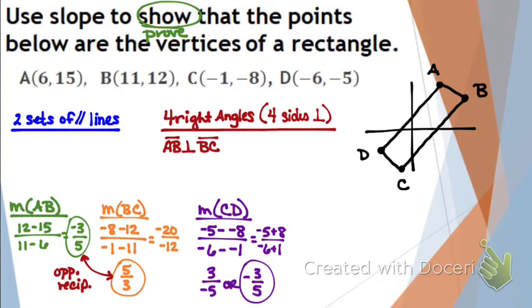Can I say anything about parallel or perpendicular at this point? Yes, what can I say? AB and CD are parallel. Can I say anything else? BC and CD are perpendicular. Yes. So do we have to test AD and see against? Yes, we do.